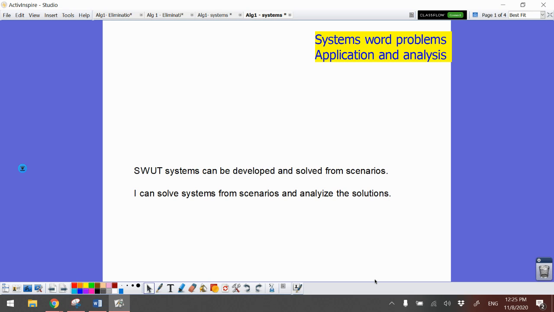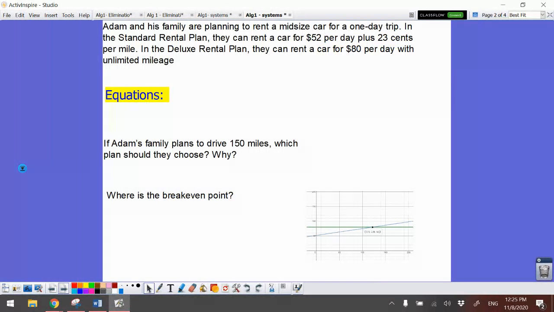Okay, so today we're going to spend a little bit of time talking about system word problems, application and analysis, and this kind of leads a little further into what we've been talking about with the word problems. So we're going to develop the equations and look at them graphically, and then determine and compare and contrast different situations to determine which one is the best.